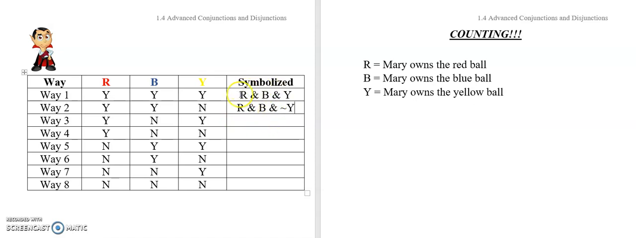We're ignoring parentheses here, and as I keep stressing, we will get into that in sections 1.6, 1.7, and 1.8. So we're not going to be too concerned with them just yet, but go ahead and see as an exercise if you can finish how you would symbolize saying, way 3, that she owns the red and not the blue, but she does own the yellow. How would you write that? And then similarly for the remaining 6 different ways she could own the balls here. Pause now.